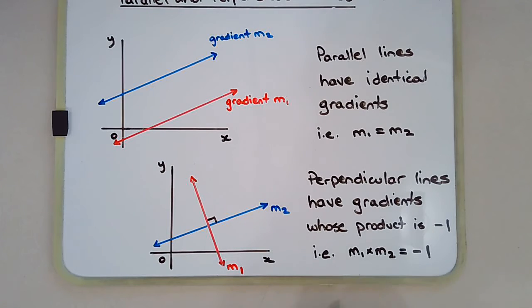And this can be rearranged. So you could, for example, find M2 if you're given M1 and you know that the lines are perpendicular to each other.